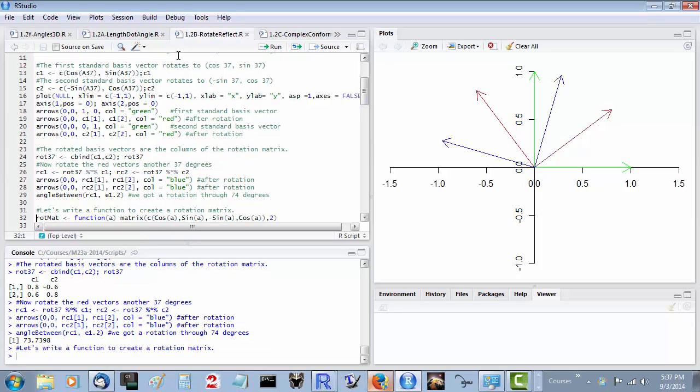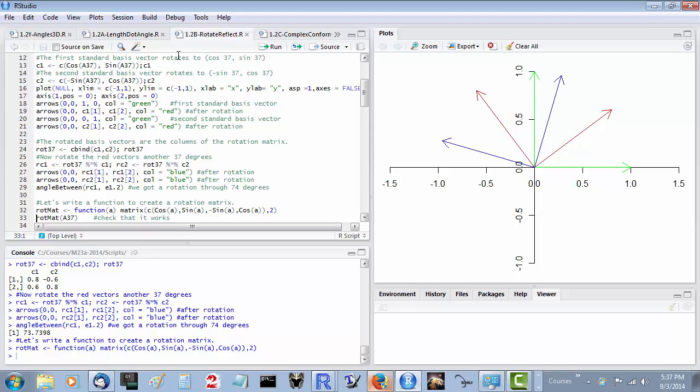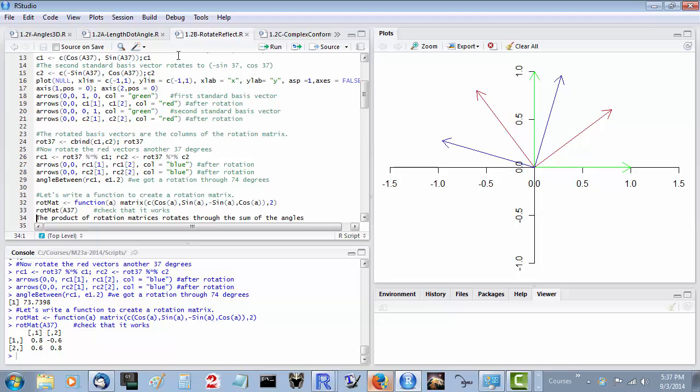Let's automate this all by writing a function to define a rotation matrix. All we need is the counterclockwise angle of rotation. Let's call that A. The first column is the cosine of A and the sine of A. The second column is minus the sine of A and the cosine of A. And we need to specify the 2 so that R will know we want a matrix with 2 rows in it. Let's check that this works by applying it to the angle A37. And we get precisely what we want. First column is 0.8, 0.6. The second, minus 0.6 and 0.8.